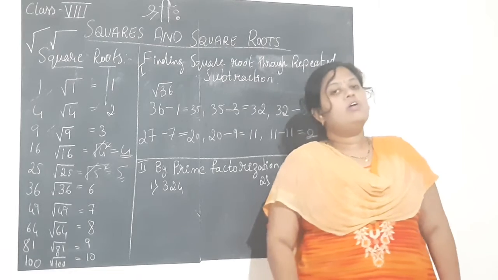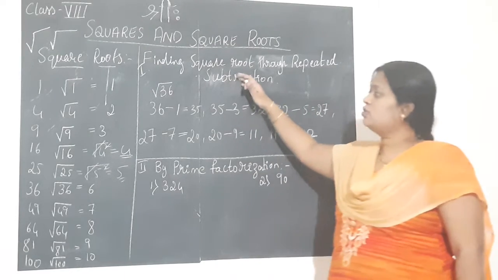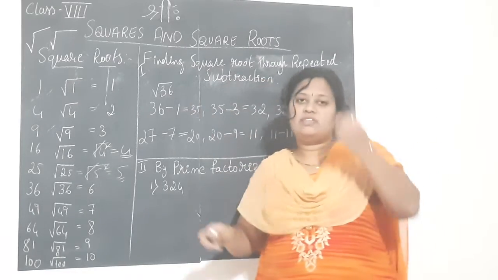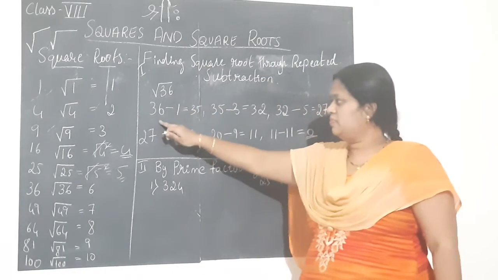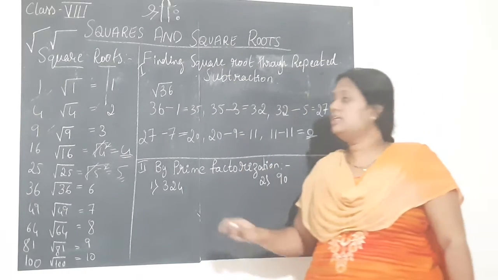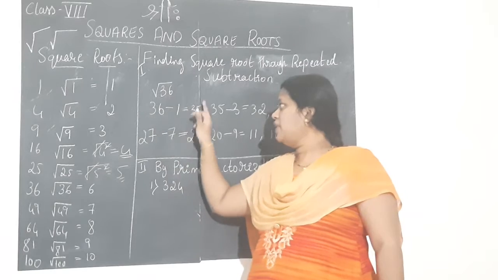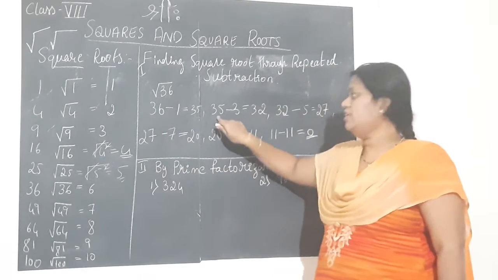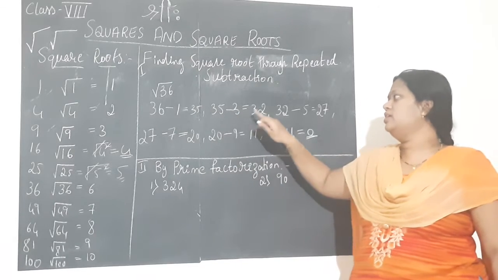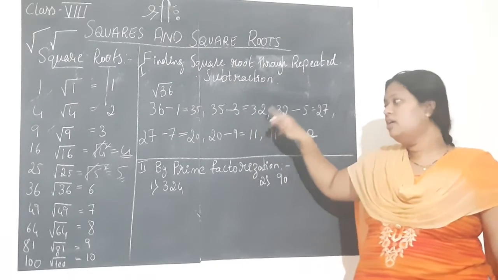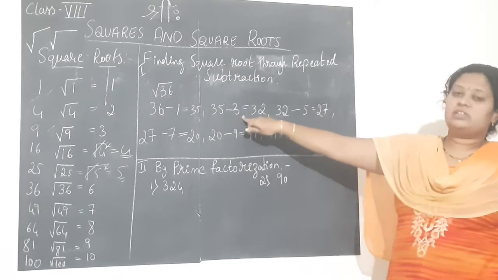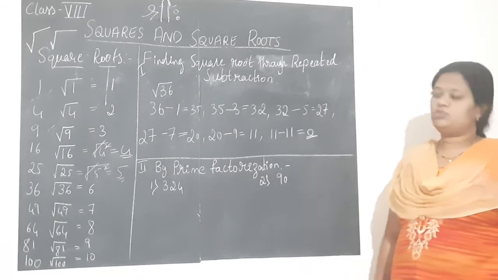Hope you understood. What did we do? To find the square root by the repeated subtraction method, whatever the given question is, children, you will write the question. Subtract from that number the first odd number, that is 1. When you subtract, you get 35, no? That 35 you will write. After 1, the next odd number is 3. So minus 3. 35 minus 3, 32 we got. Again write that number itself, 32. And subtract the next odd number, 5. 32 minus 5 is 27.